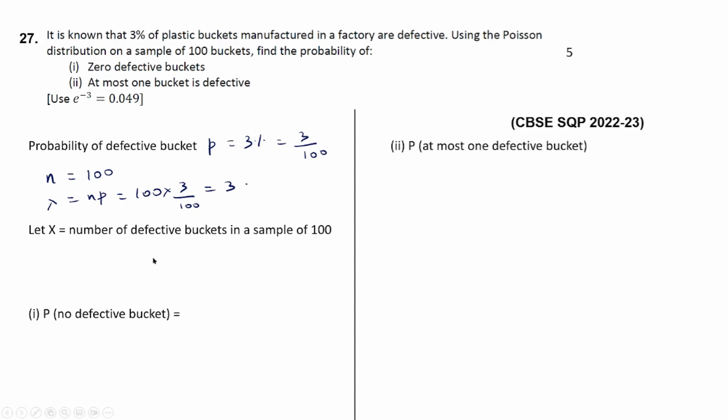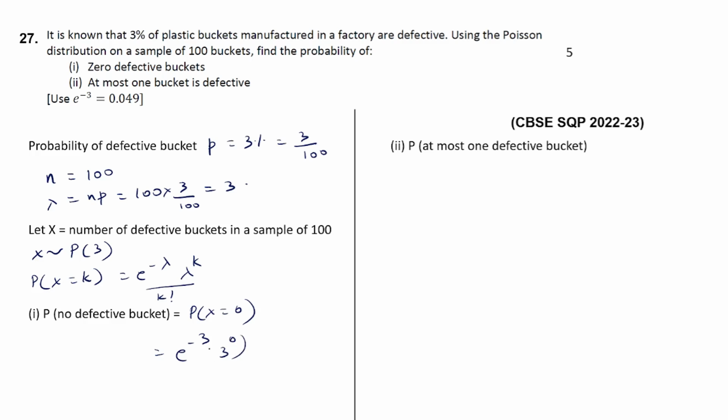Now let X equal the number of defective buckets in a sample of 100. So X follows a Poisson distribution with lambda as the parameter, which is 3. From this, the probability of X equal to K is e raised to minus lambda, lambda raised to K, by K factorial. Now the probability of no defective bucket is the probability of X equal to 0. It is e raised to minus lambda, lambda is 3, 3 raised to 0 by 0 factorial. 3 raised to 0 and 0 factorial are both 1. e raised to minus 3 is given as 0.049. So this is the probability of no defective bucket.